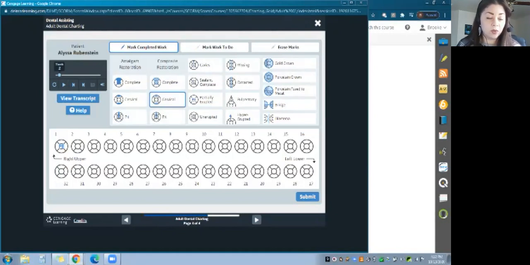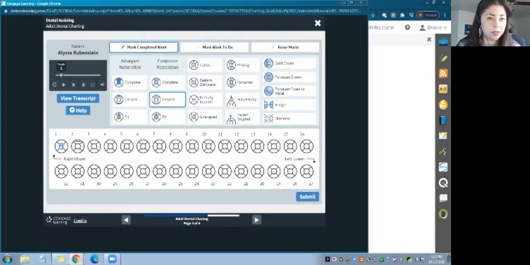One thing I didn't review with you, which I should have: the outside is always the buccal, and the middle is always the tongue side. So number 2 has a Class 5 restoration on the buccal. I marked completed, Class 5 on the buccal. Let's go to the rest of number 2 because it has something else also. And an MO amalgam. So mark completed, and it's an MO amalgam.